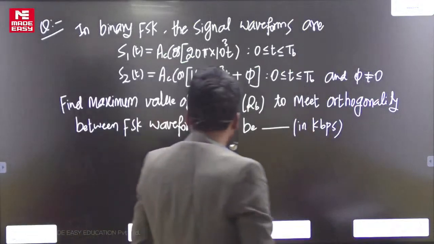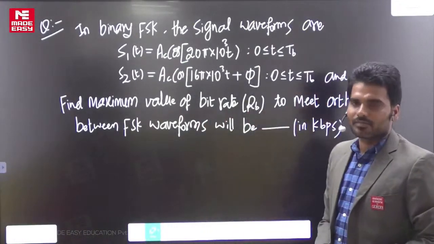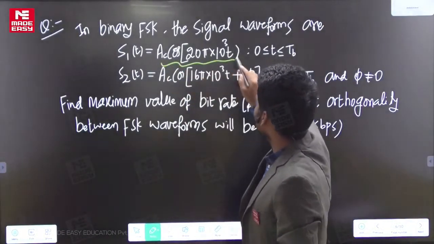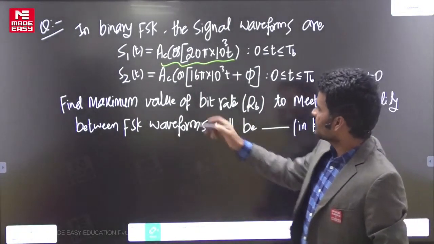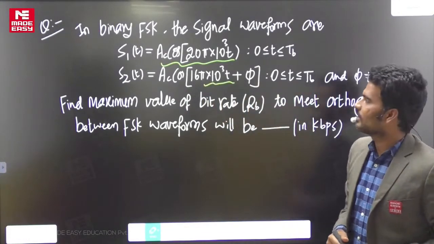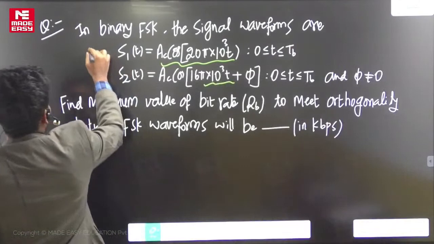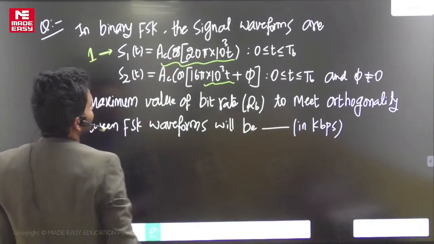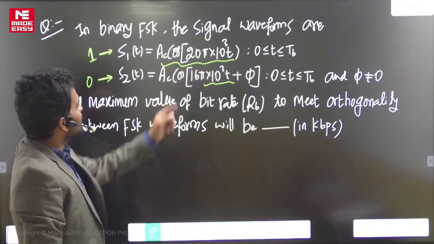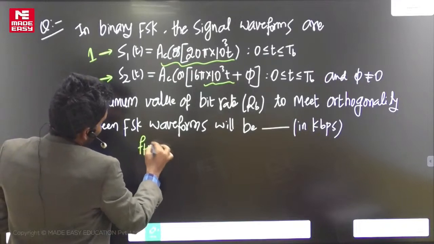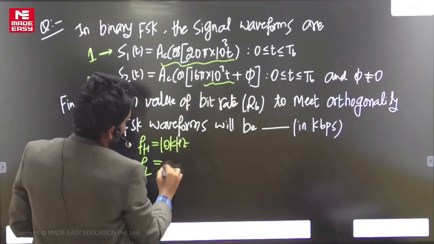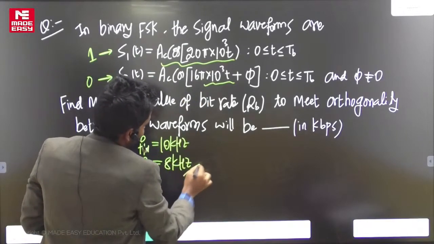If you see the next question, it is about FSK. Here the FSK waveforms are given: S1(t) = Ac cos(20π × 10^3 t) and S2(t) = Ac cos(16π × 10^3 t + φ). Here binary 1 is represented by a high frequency sinusoidal pulse and binary 0 by a low frequency sinusoidal pulse. What are the frequencies? FH is 10 kHz and FL is 8 kHz.